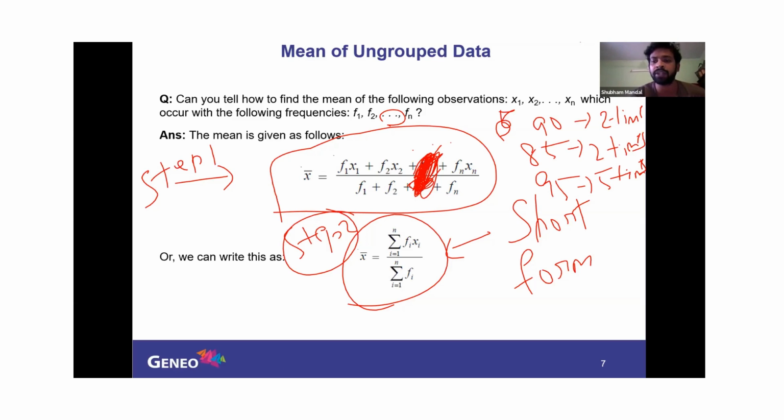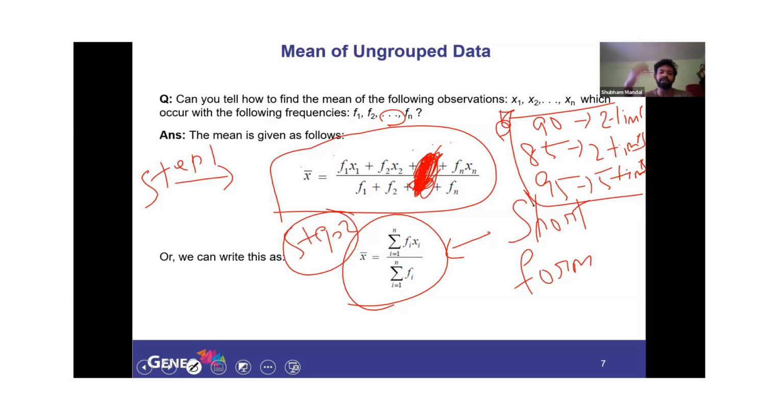Now, what will be the average? What will be your average marks? Had all these occurred only once, you'd have added all of them and divided by 3, like had 90 occurred one time, 85 one time, 95 one time. Mean is the sum of the observations divided by the number of observations. That is a very basic formula which you have learned.